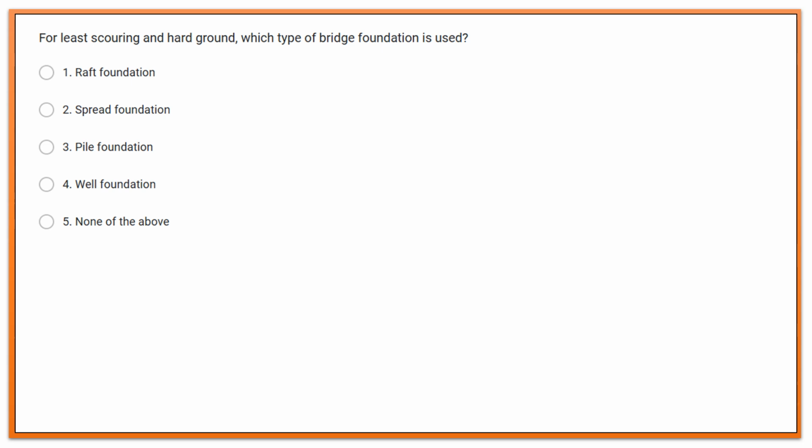The next is spread foundation. The spread foundation is used in hard ground. The next, pile foundation. Pile foundation is used in that kind of soil which is not hard enough to resist the foundation. So there we use the pile foundation. But here in the question they ask about loose soil and hard ground. So for hard ground we prefer the spread foundation. Here option number second is correct. The next question.